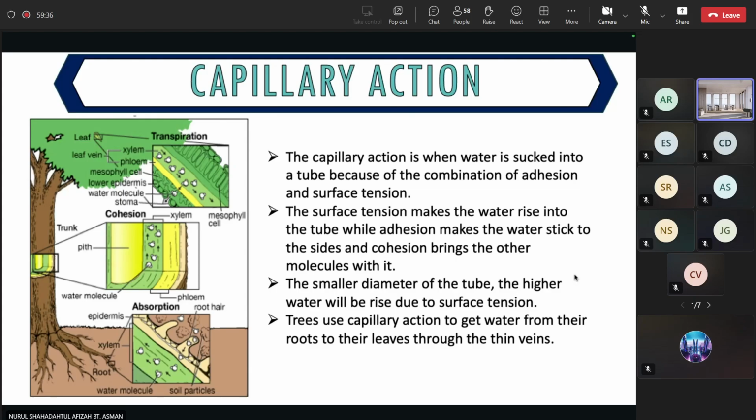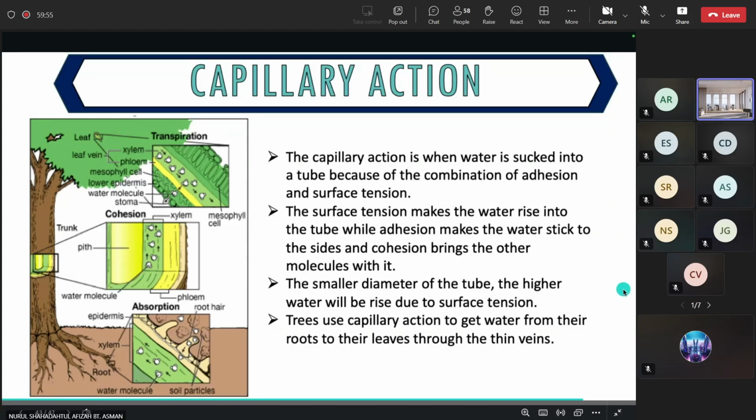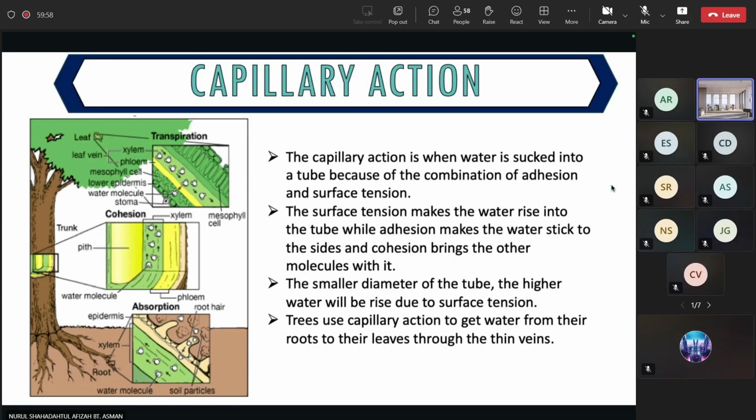So next, the video, as you can see, when we have a small diameter, the height of the liquid in the tube will be increased compared to the wider or bigger size of capillary tube. So the next is capillary action. Capillary action is when the water is sucked into a tube because of the combination of adhesion and surface tension. The surface tension makes the water rise into the tube, while adhesion makes the water stick to the sides, and cohesion brings the other molecules with it.